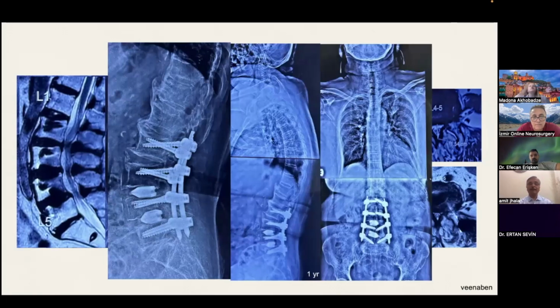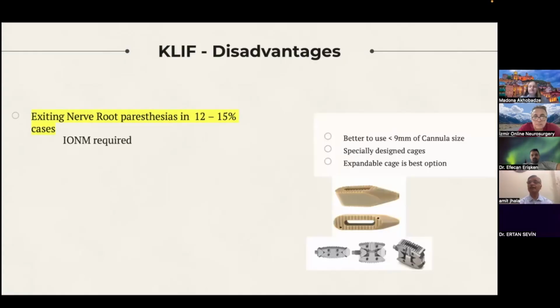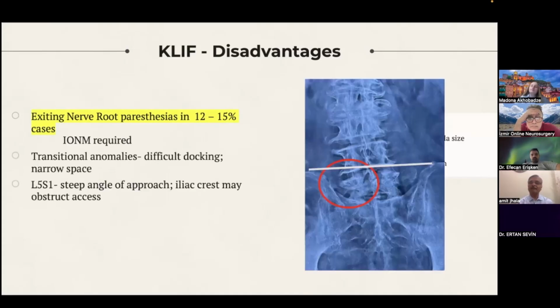So transkambin is one of the big game changers that I can tell in multiple levels, because it has so many advantages. But there are some disadvantages of this procedure also. There is exiting nerve root paresthesia in about 12 to 15% of the cases, and therefore you may require IONM, or you might have to do it under local anesthesia. And there is a transitional anomaly.